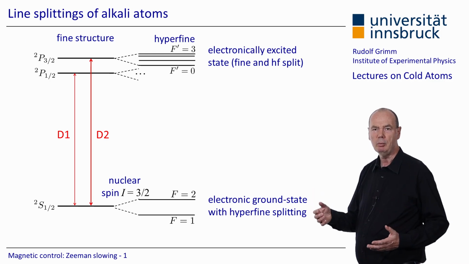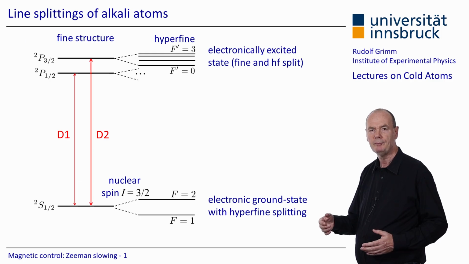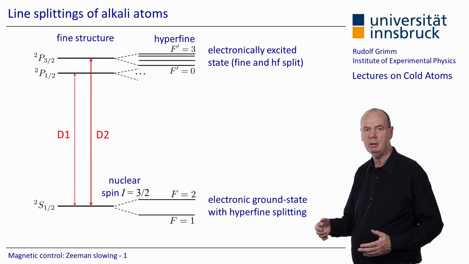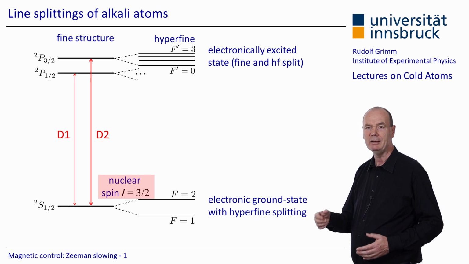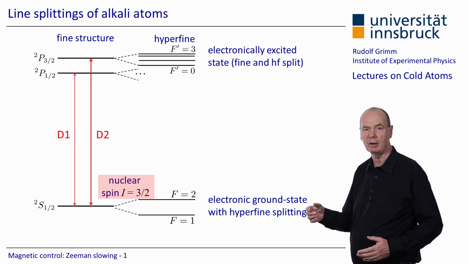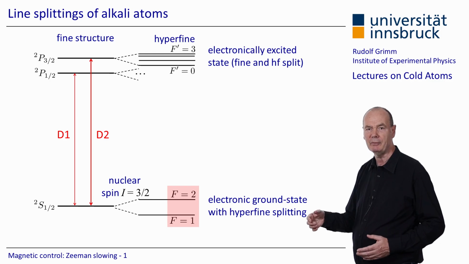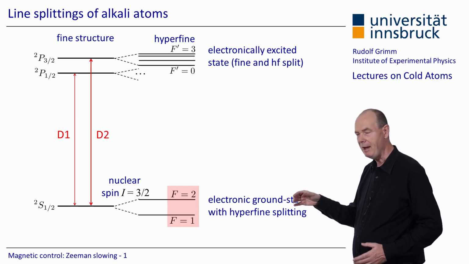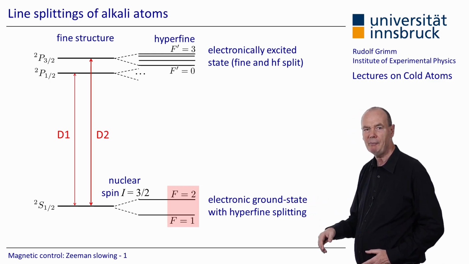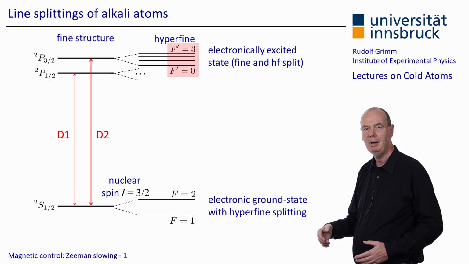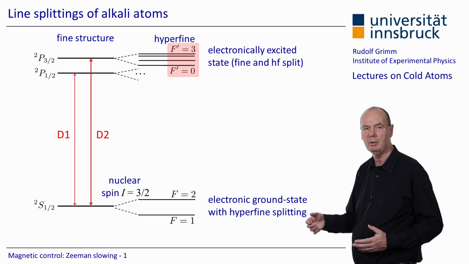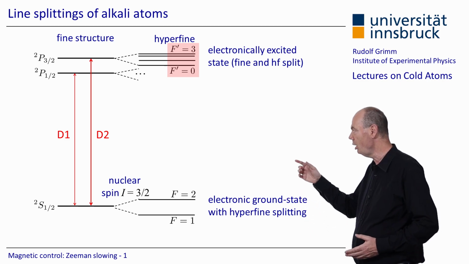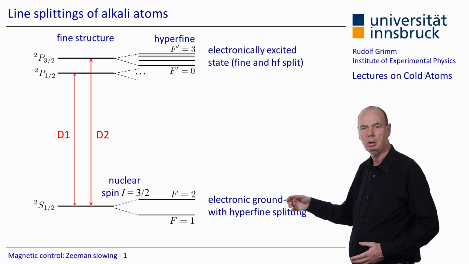Let us stay with sodium as our example. Here, the only stable isotope has a mass number of 23, and we find a nuclear spin I equals 3/2, and the interaction splits the singlet ground state into two hyperfine states, one labeled F equals 1 and the other one labeled F equals 2. The p3/2 excited state splits into four hyperfine states, F prime equals 0, 1, 2 and 3.